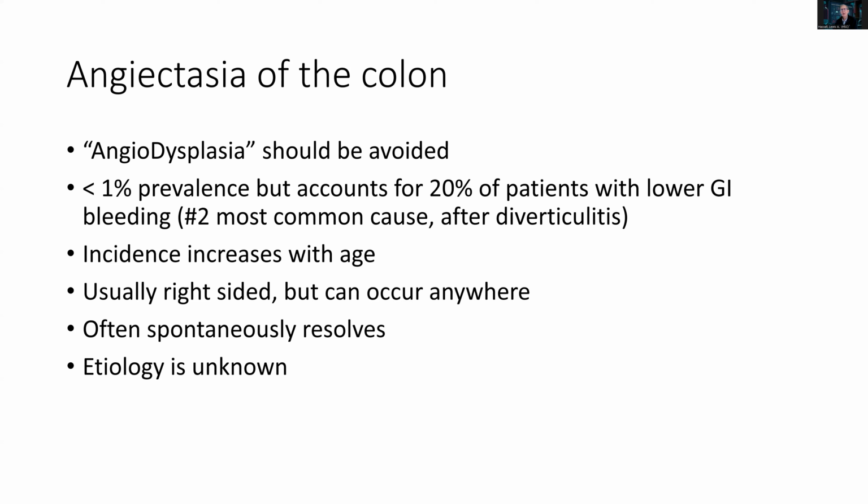When I was in training, we referred to this often as angiodysplasia because these are abnormal vessels. Their growth is an abnormal pattern, but that is a misleading term. And although I've used it in some of my medical school lectures, I'm going to get away from it. A better term would be vascular ectasia or angiectasia of the colon, although this can occur really anywhere in the GI tract, but most commonly is in the right colon.